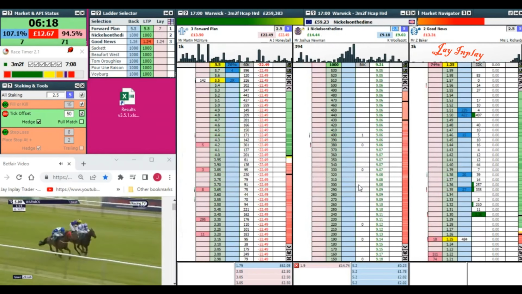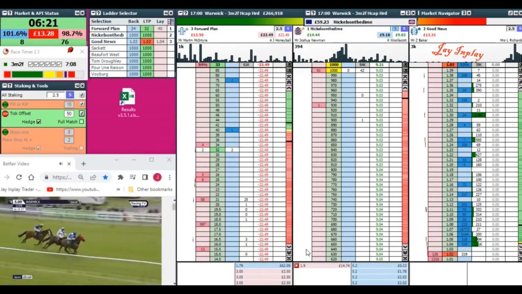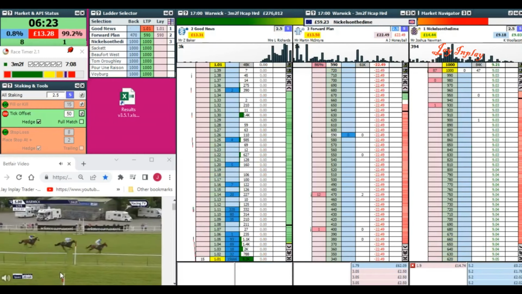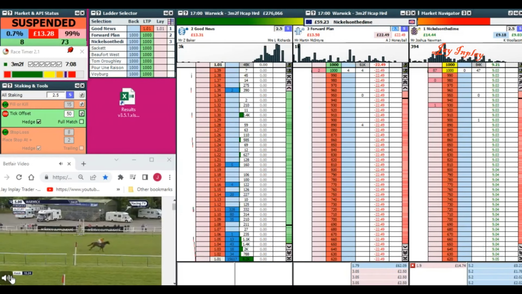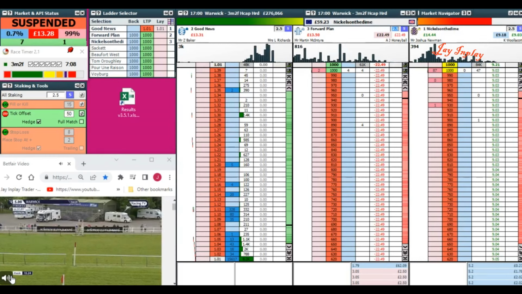Forward Plan, Good News. Zach Baker stand side coming through, and Good News surges clear near the finish to go on, market and win going suspended away from Forward Plan. Nichols on the Dime had every chance. Oh well. Tomo Roughly.